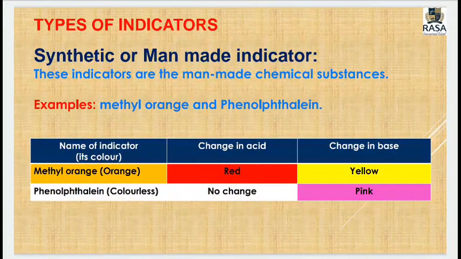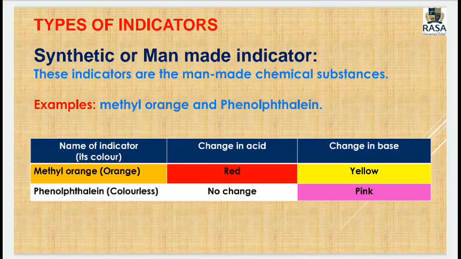Synthetic indicator is also known as man-made indicator because they are chemical substances prepared in labs, or you can say in industries. So these are the indicators which are man-made chemical substances. Examples are methyl orange and phenolphthalein. Basically we have three columns in the table: the name of the indicator, its color, and the change in the color when it gets in touch with acid and with base.